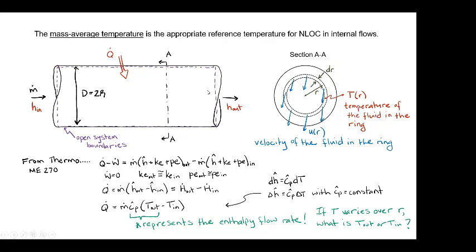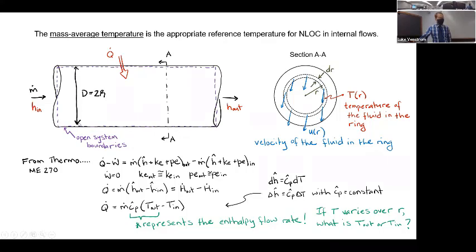Okay, so I tried to sketch a tube like this. Very difficult on these digital pads. And what's happening here is that we have fluid flowing in and fluid flowing out. And then I also drew a section view. So we're just looking down the tube, looking over section AA. And I drew this ring, and we'll get to this ring a little later.